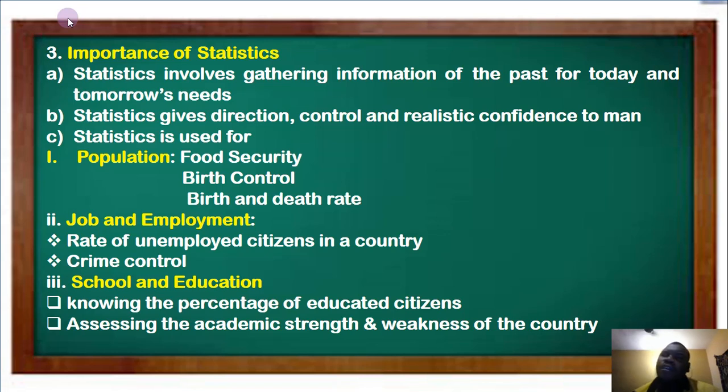For example, you can get information of past governors in Lagos State, in order to find out whether those governors have done very well, and to plan for a relocation of governors to another part of the state. For example, they can say, no, we don't want a governor from Ikotun again, we want a governor to come from Ikorodu. So that is gathering data from the past for today and tomorrow's needs.